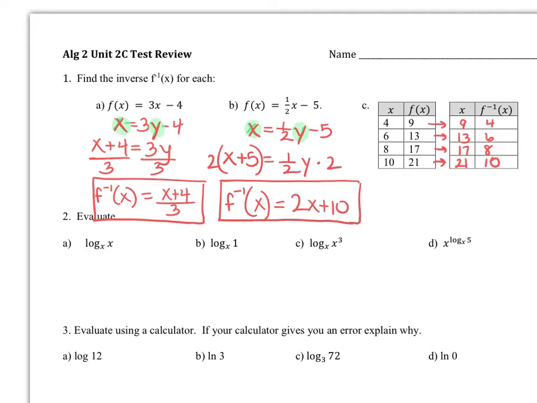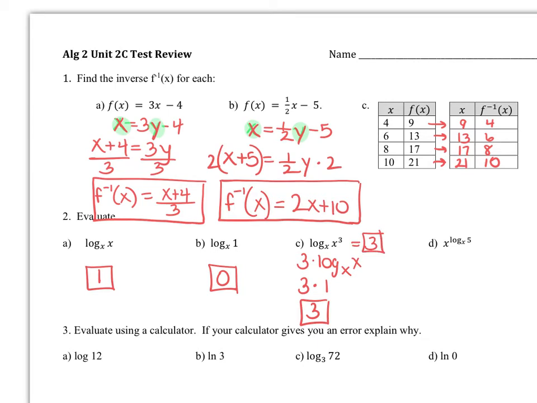Now for number 2, you're just using properties. Log base x of x, anytime the base and the argument match, it equals 1. Log base x of 1, no matter what the base is, you have to think, how do you get 1? X to what power equals 1? That's the 0 power. Here, you can think of your power property, and log base x of x is 1, and that's why it's 3. But that is also a property. You don't need to go through and do the work if you remember the property.